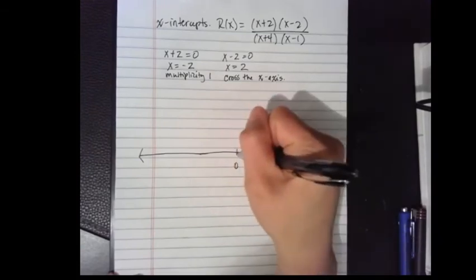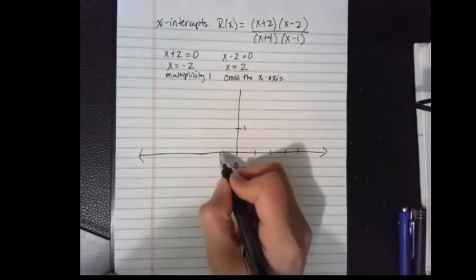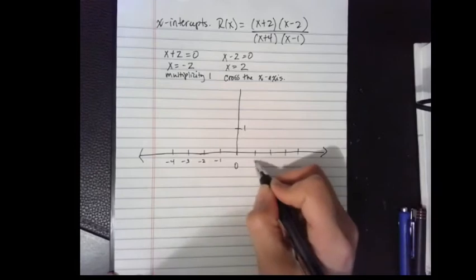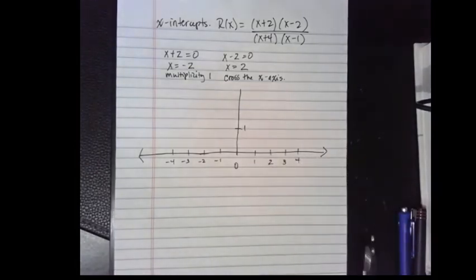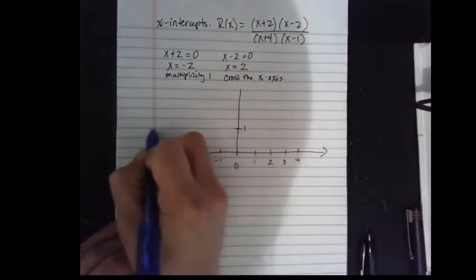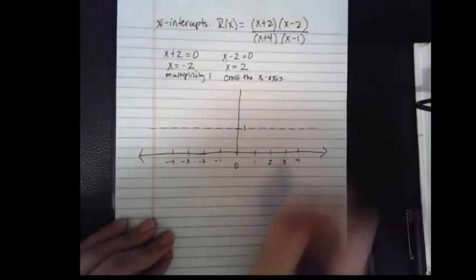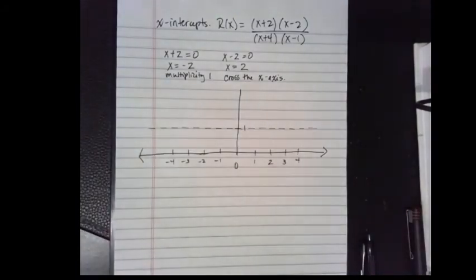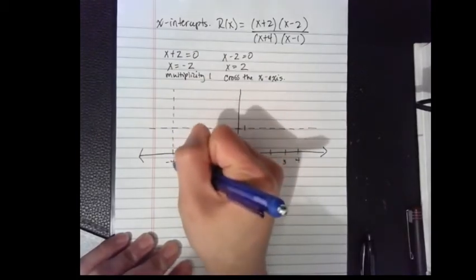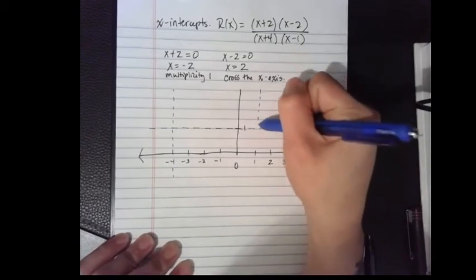So let's make this 0. Say 1 is right here. So I know there is a horizontal asymptote along the line y equals 1. I'm going to draw a dashed line to represent that. And I know I have vertical asymptotes at x equals negative 4, so I'm going to use a dashed line there to represent that. And I'm also going to have a vertical asymptote at x equals 1.